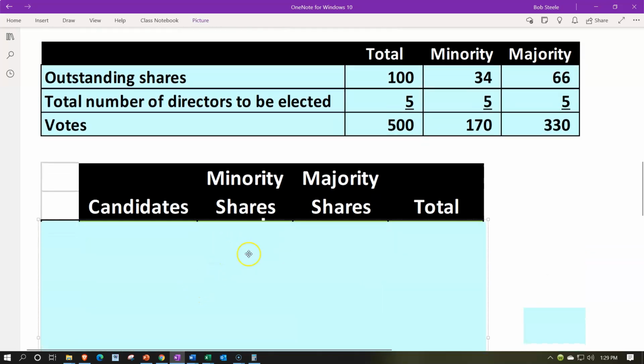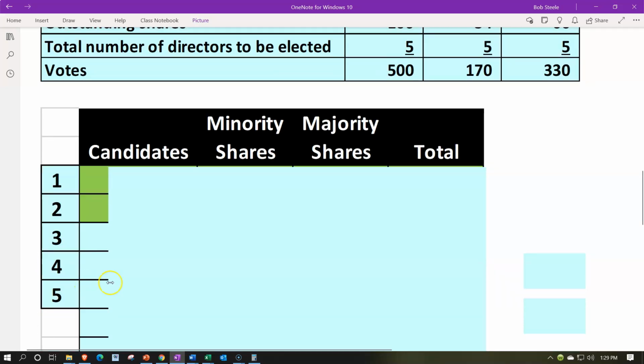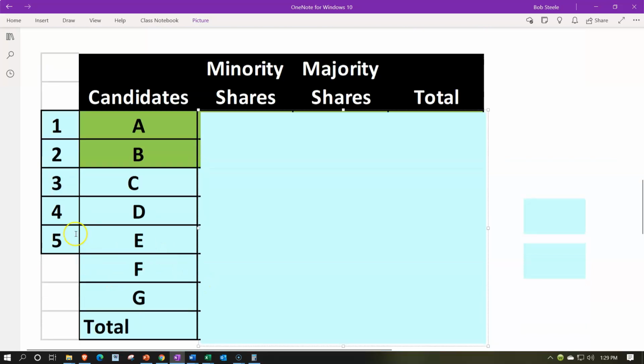Well, if we look at our actual candidates over here, let's say that we have candidates here. And we need 5 seats. Let's imagine we have the A through G on the candidates. These are names of people, right? These are people that are going to be on the board seats. We're going to imagine A and B are our people. That's the people that we want to be elected.